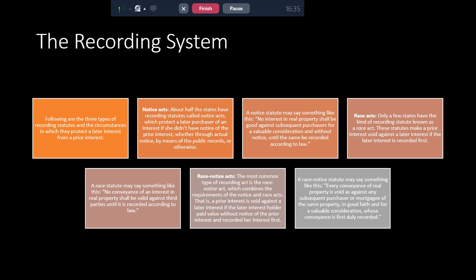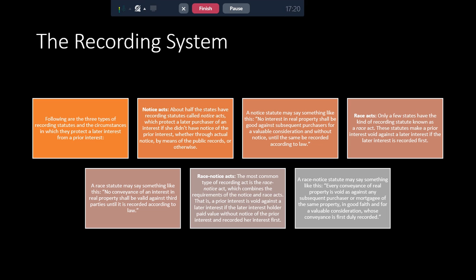Then the Race Act: only a few states use it. It will say something like, no conveyance of an interest in real property shall be valid against a third party until it is recorded according to law. The third one, the Race Notice Act, is the most common, and it includes both. It would say this: every conveyance of real property is void as against any subsequent purchaser or mortgagee of the same property in good faith and for a valuable consideration, whose conveyance is first duly recorded.